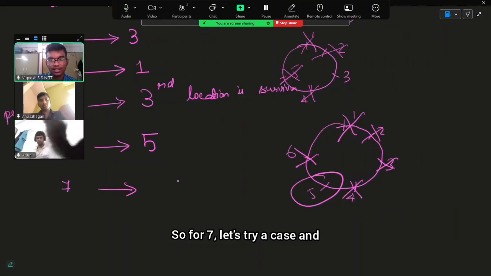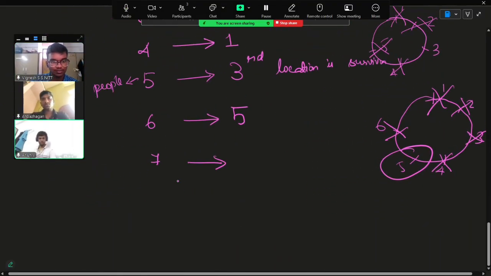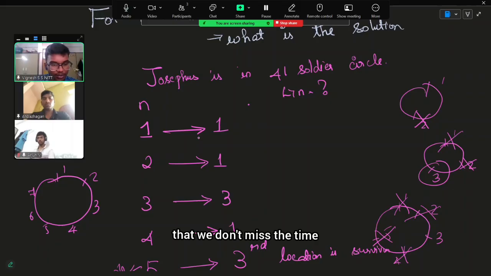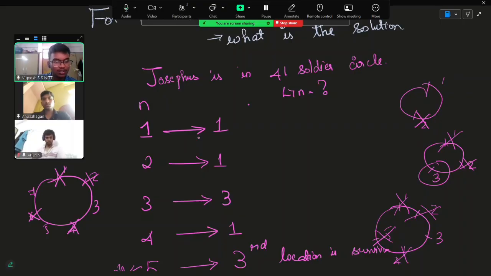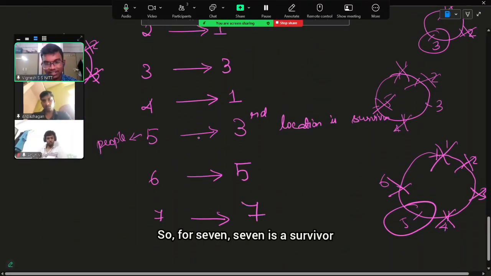So for 7, let's try a case and find out. I will write it here in this place so I am not wasting any space. 1, 2, 3, 4, 5, 6, 7. Let's go fast so that we won't waste the time. 2 will be killed by 1, 4 will be killed by 3, 6 will be killed by 5, and then 7 will kill the 1. So 1 is also gone. So 3 has another sword. So 3 will kill the 5, 7 will kill the 3. So 7 is the survivor.